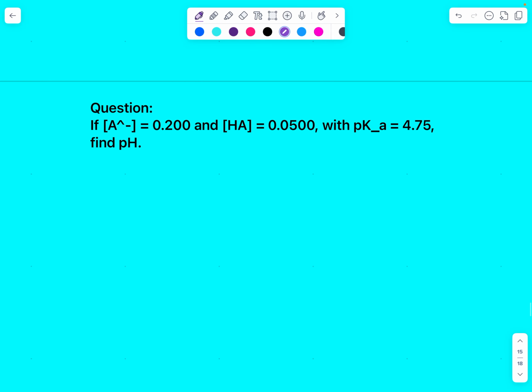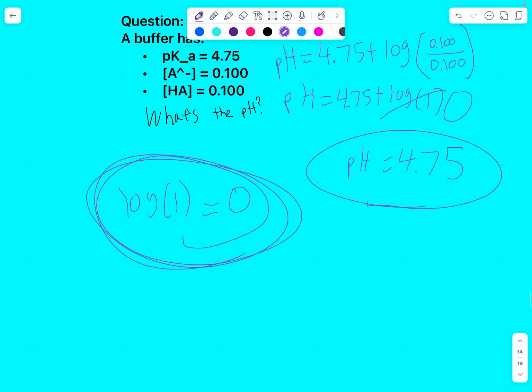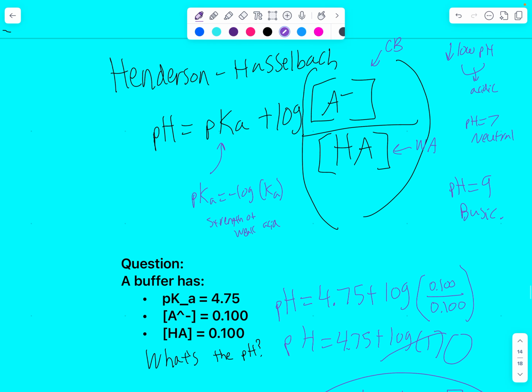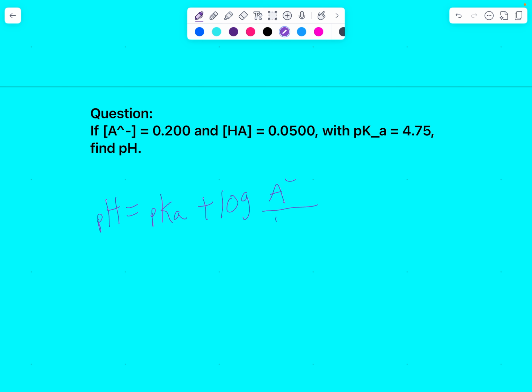All right, let's try this one. Number 6. So, you got a 0.200 as an A minus and an HA of 0.0500 with a pKa of 4.75. Find pH. So, which formula do you guys think that we're going to have to use on this one? Exactly, we're going to use Henderson-Hasselbalch. So let's write that in. Say it with me, pH, because you have to memorize these formulas, equals pKa plus log of what? Yeah, A minus over HA. Okay. So I'm going to put my parentheses and then my brackets. Because this is a buffer, we're going to use Henderson-Hasselbalch.